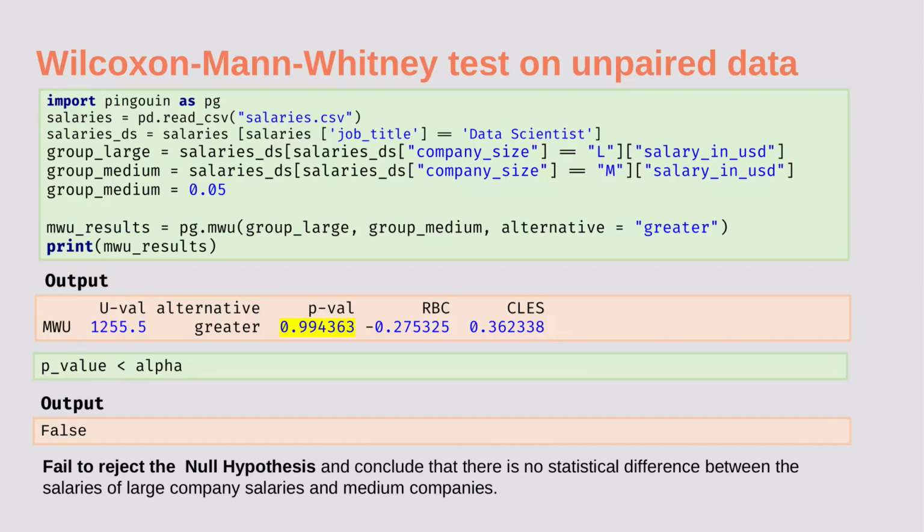Next, we apply the test using the pingouin library. We are testing with the alternative hypothesis that salaries at large companies are greater than those at medium companies. Looking at the output, we can see that the p-value is approximately 0.99, which is much greater than our typical alpha threshold of 0.05. This means we fail to reject the null hypothesis.